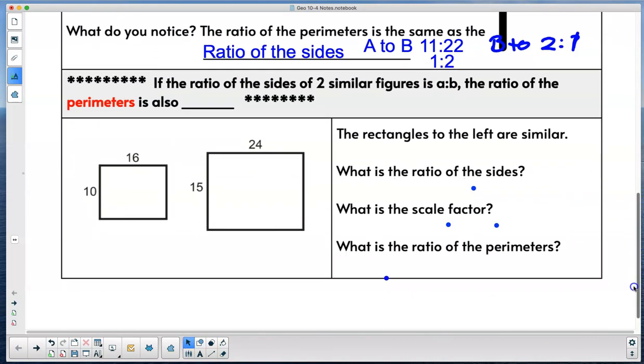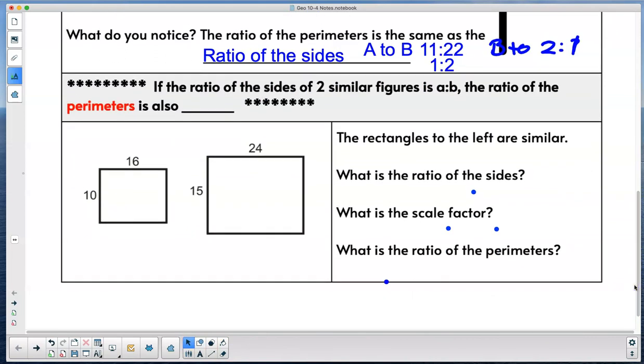Now, if the ratio of the sides of two similar figures is A to B, the ratio of the perimeters is also, what do you think? Because we just found that they're the same. The perimeter ratio and the side ratio are the same, so it should be A to B as well.